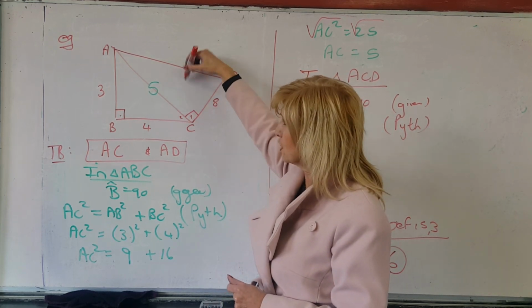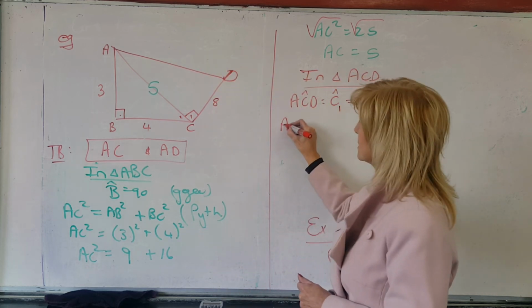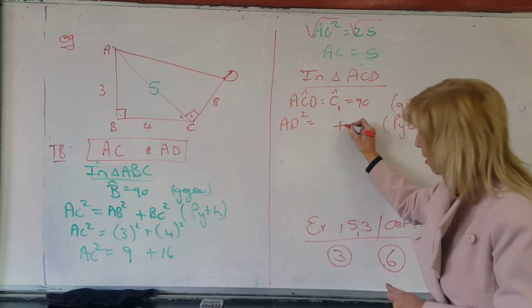Yes, it's hypotenuse because it's opposite the 90. So because it's hypotenuse, it will be the sum of.